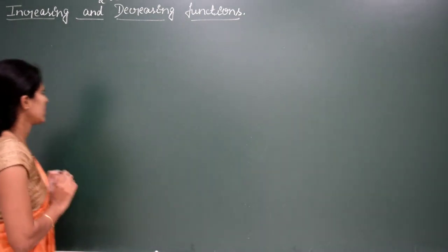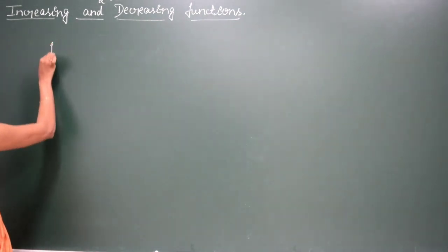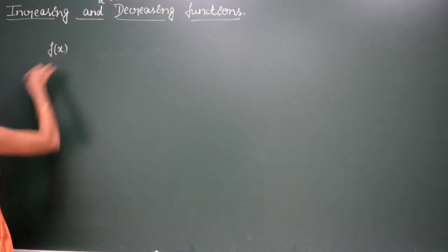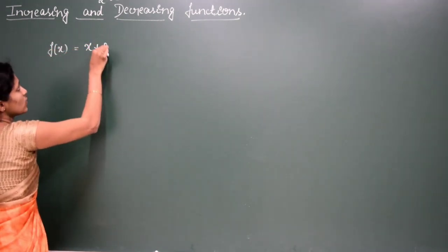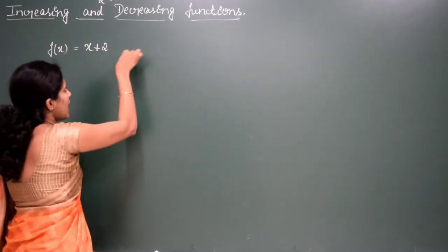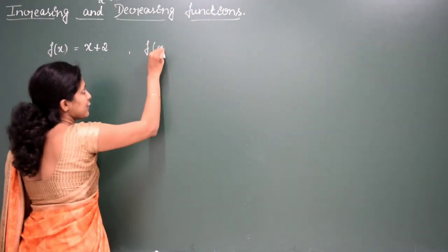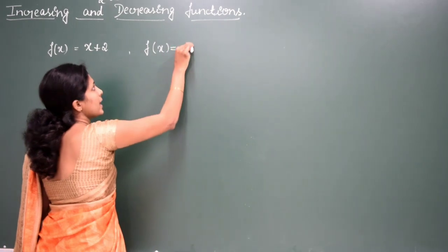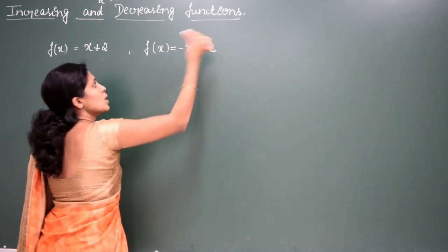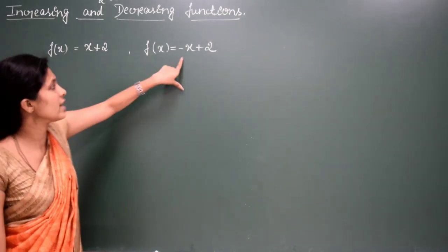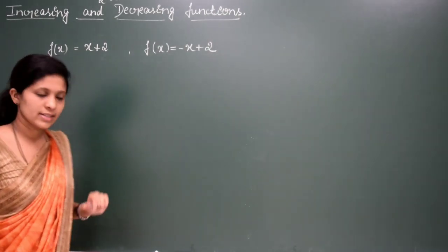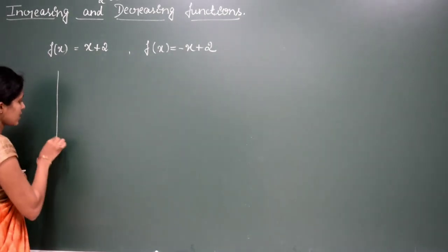Okay, we'll see this one. Let us consider an equation. I'll consider f of x is equal to x plus 2. Now this is a linear equation. I'll consider another equation, f of x is equal to minus x plus 2. Both are linear equations, right? Here it only differs: here a positive sign is there and here a negative sign is there. We will draw the graph of these functions.